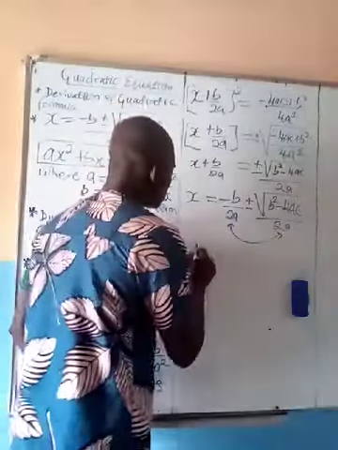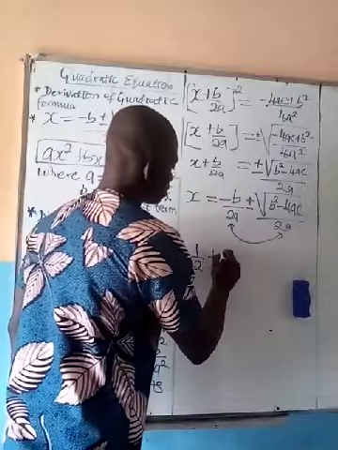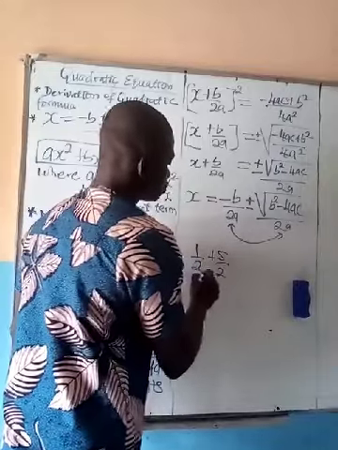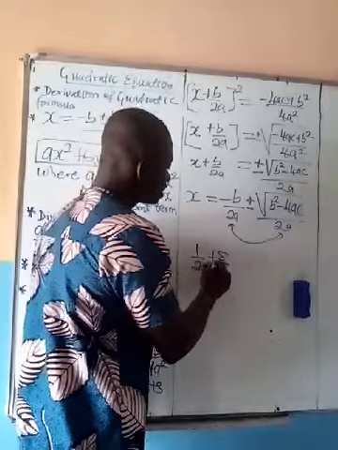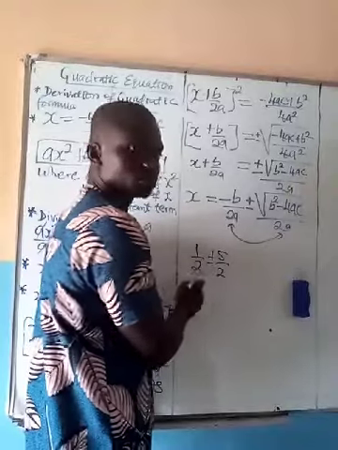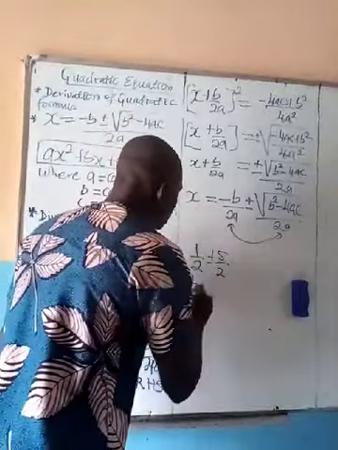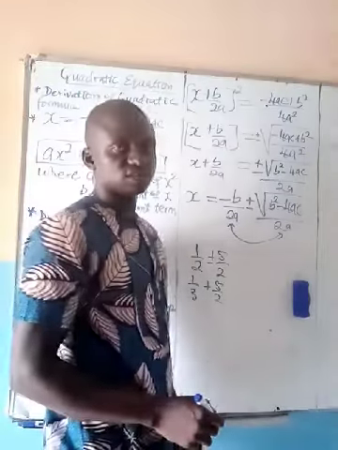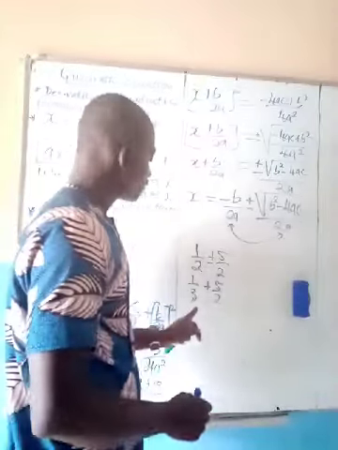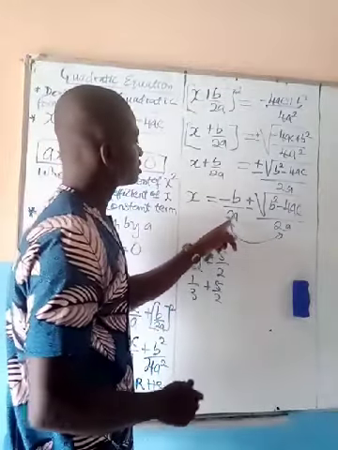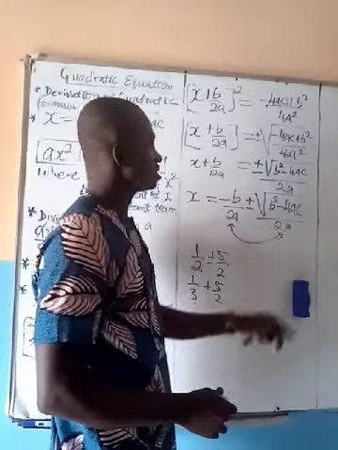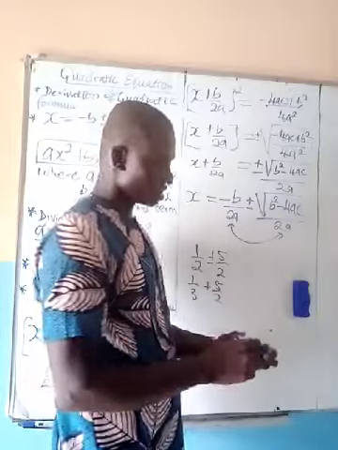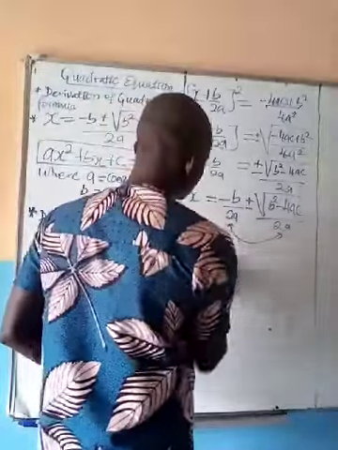Let's take, for instance, when you have 1 all over 2 plus 5 over 2. You can add or subtract because they have a common denominator. But when you have 1 all over 3 plus 5 over 2, you cannot just add like that in mathematics. Rather, you find the LCM. Because of this, we have 2a and 2a, so we can easily add them.